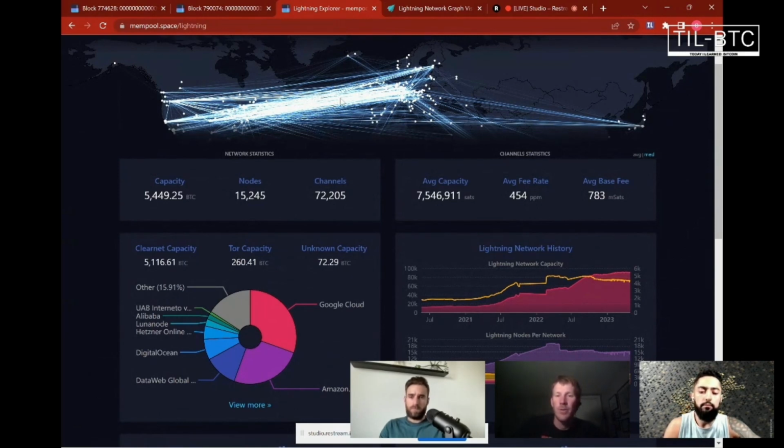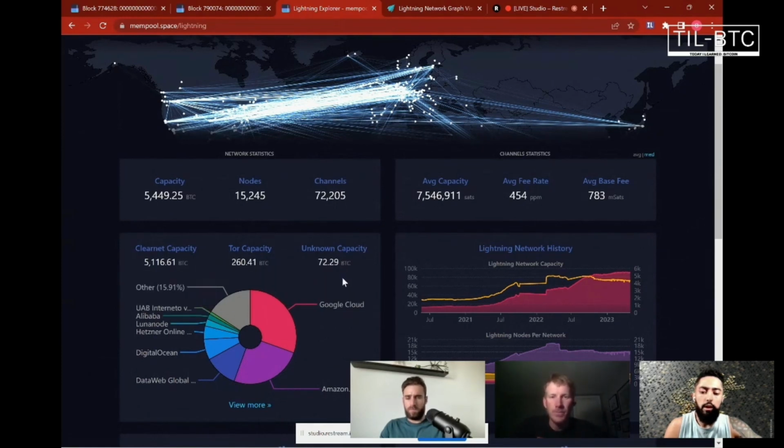Yeah, I don't think I need to know the geographic location of the nodes. But by capacity, Tor capacity is only 260 Bitcoin, which is funny because it's the majority of the nodes but the absolute minority of the capacity. And then ClearNet capacity is huge. It's 5,000 coins. So the whole amount locked up in Lightning is between those two numbers, or the unknown capacity as well.